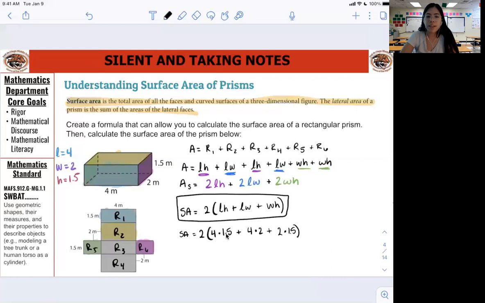Okay, well, let's see how we get that. So what do I get? Let's simplify. What do I get here? 4 times 1.5. 6. 4 times 2. 8. 2 times 1.5.